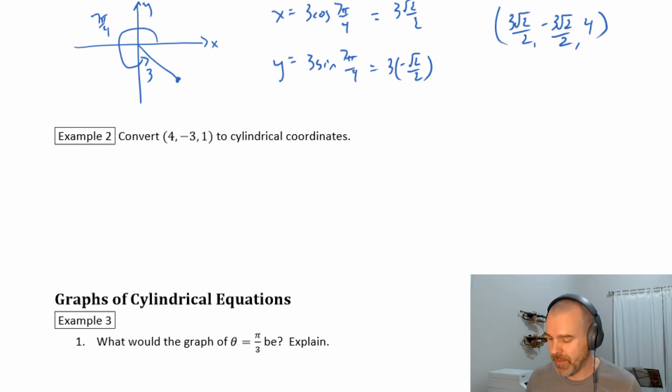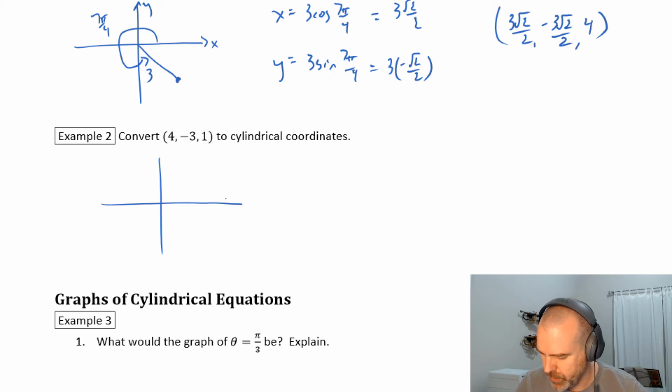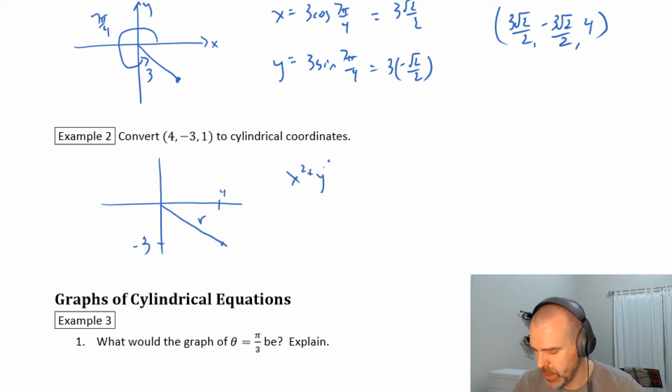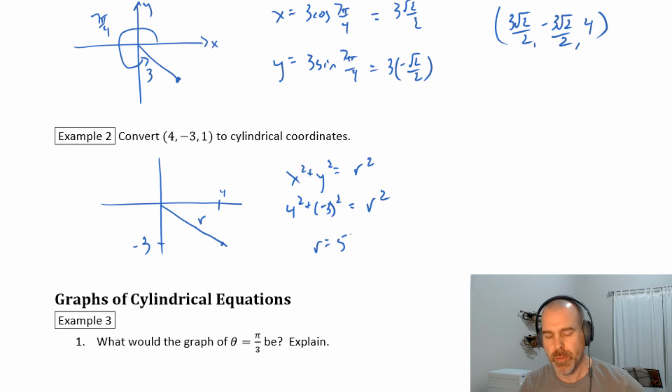Vice versa here, what if we have the x, y, z, and we want to convert those to cylindrical? Well, let's just graph our point, 4, negative 3, 1. So we're over here, actually in the same quadrant. We need to figure out the r. Well, x squared plus y squared equals r squared. 4 squared plus negative 3 squared. I don't know if you recognize that one. That one is a 3, 4, 5 Pythagorean triple.